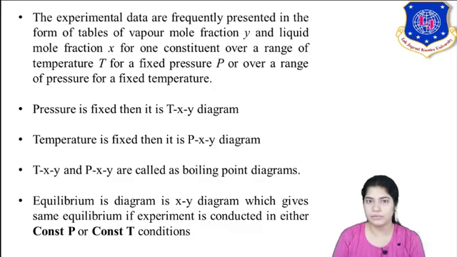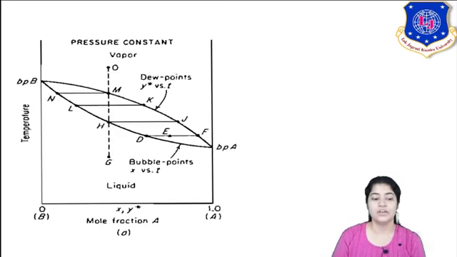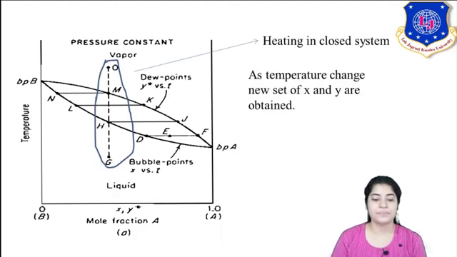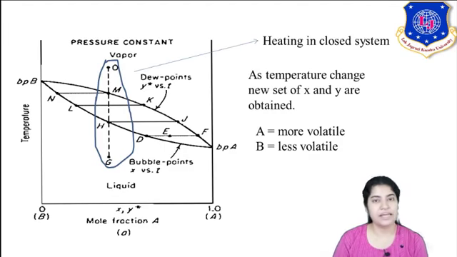Now, how do we get the equilibrium data? Before that, this is my TXY diagram. I have mentioned that at constant pressure, I am showing the variation of temperature with mole fractions. You can see VPA, the boiling point of A, where A is the more volatile component. B is my less volatile component. You can see the boiling point of B as well.